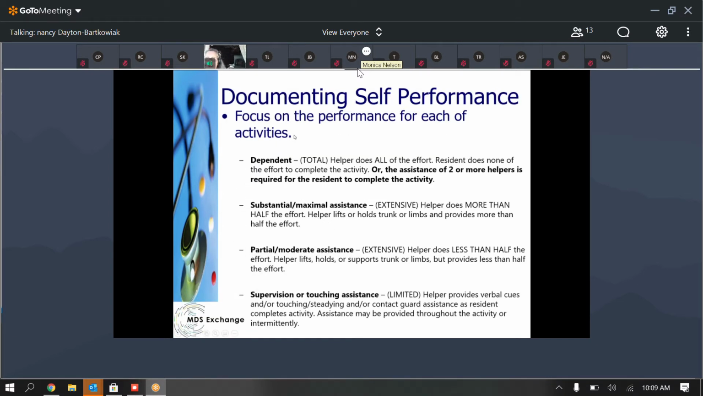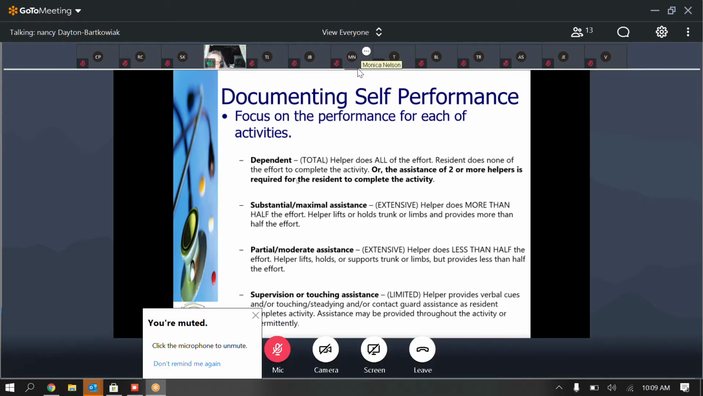Okay, focusing on the performance for each activity. I just want to add in this section that I think that the documentation is going to be a lot easier. I think each area that we're going to get into a little bit later is just defined a little bit better and easier to understand. But let's focus on the performance of each activity.